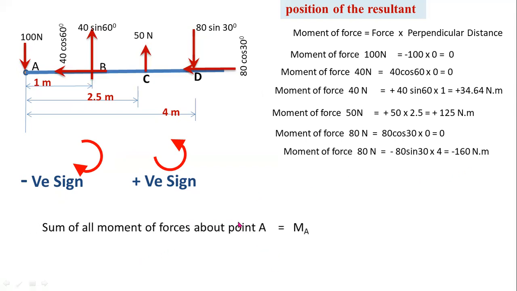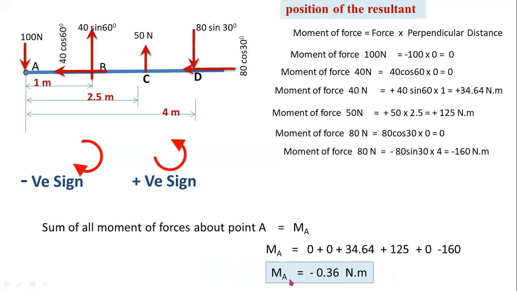Now by adding these, you can get the sum of all moments about point A. Here MA equals 0 plus 0 plus 34.64 plus 125 plus 0 minus 160. Sum of all moments about point A equals minus 0.36 Newton meter. Here the letter M indicates moment and suffix A indicates about point A.